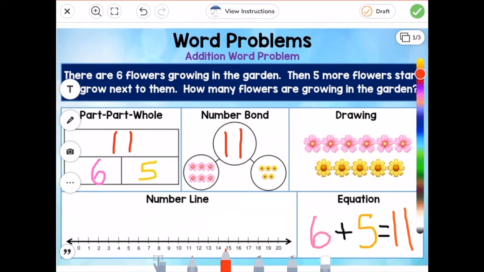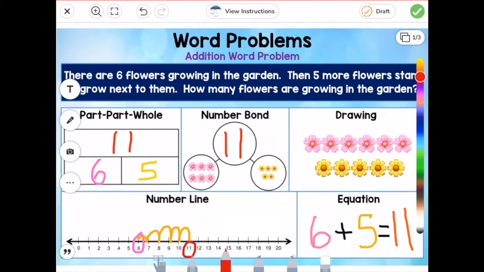Last, I need to show this math on a number line. So I'm going to start by circling my first amount, which is 6. Then I need to make 5 jumps for the 5 more flowers. That number I've landed on, 11, shows my answer. So now I've shown my word problem in 5 different ways.